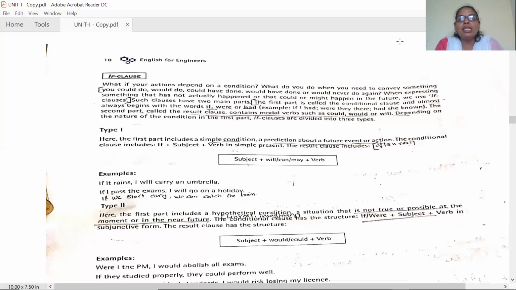So when you are talking about any simple condition and predicting a future event, you take help of the type 1 if clause. And next example: if I pass the exams, I will go on a holiday.